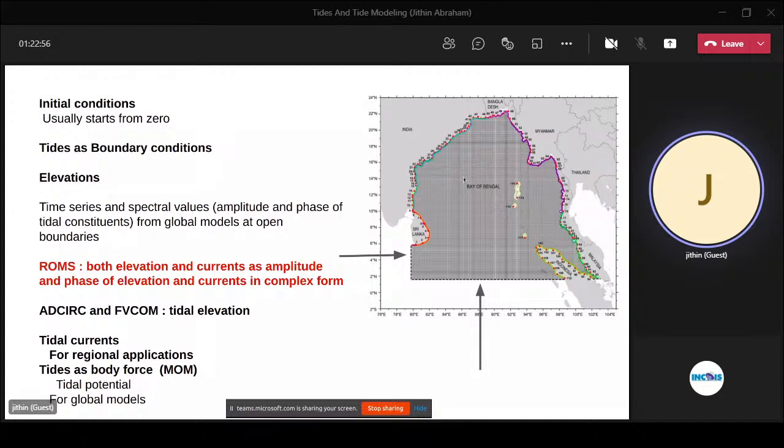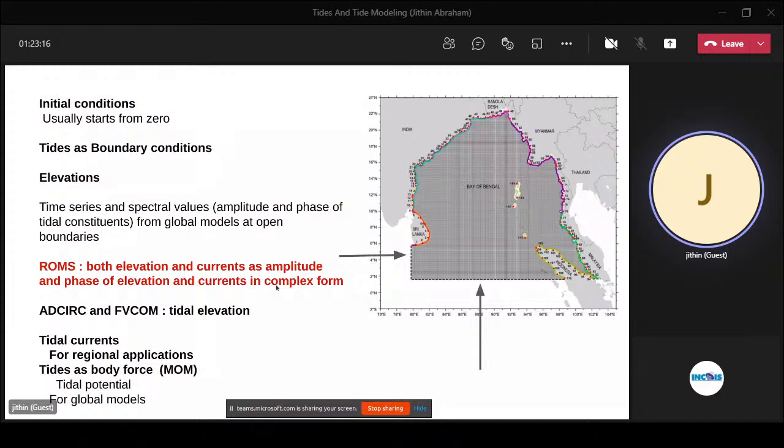But for the global tidal model, the tides are usually provided as a body force or equilibrium tide. So it will be given directly to the momentum equation as a body force.